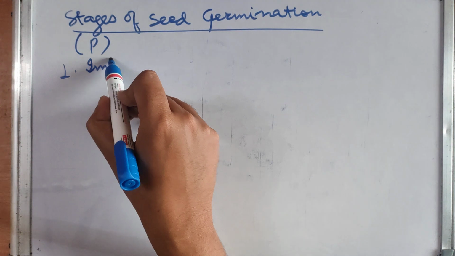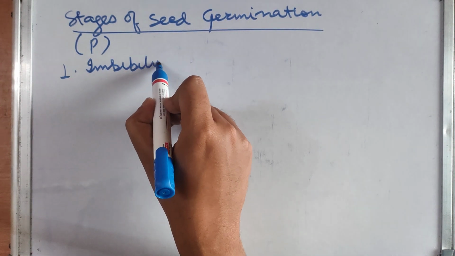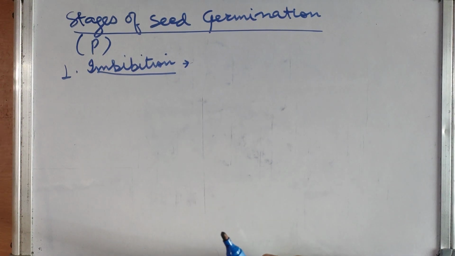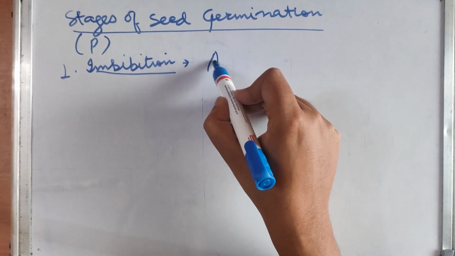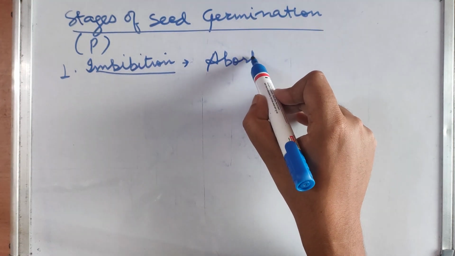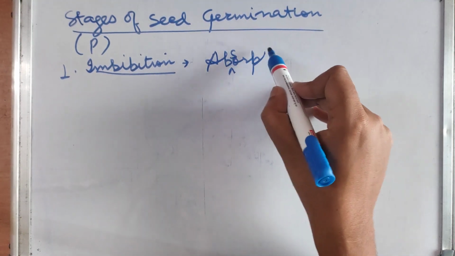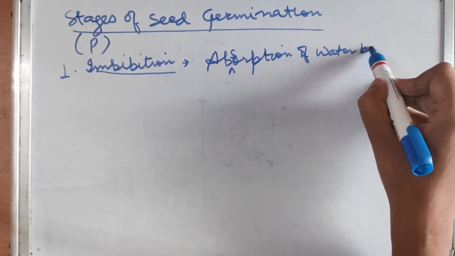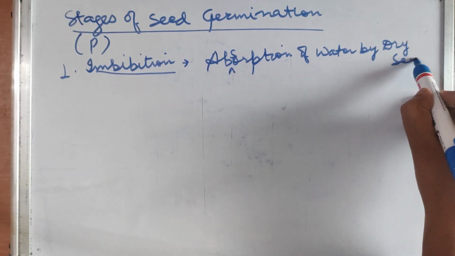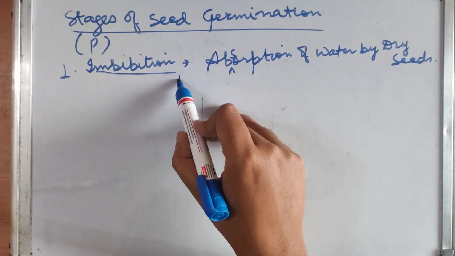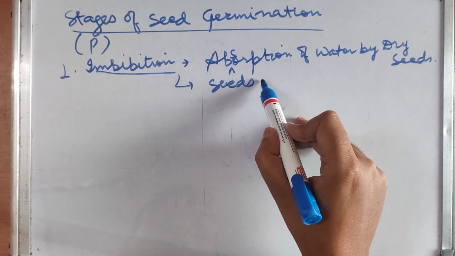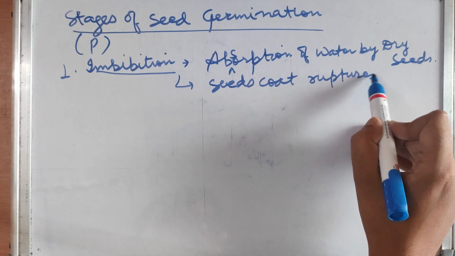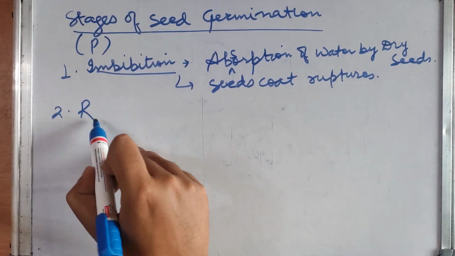imbibition. It is the absorption of water by dry seeds. So what happens here? Seed coat ruptures.